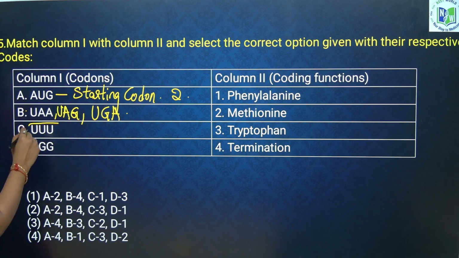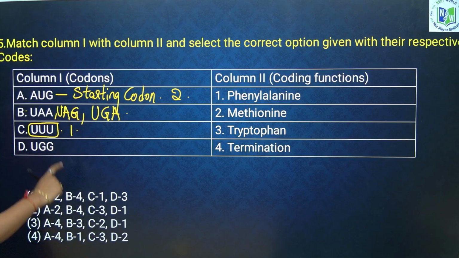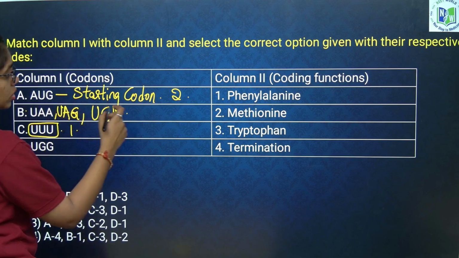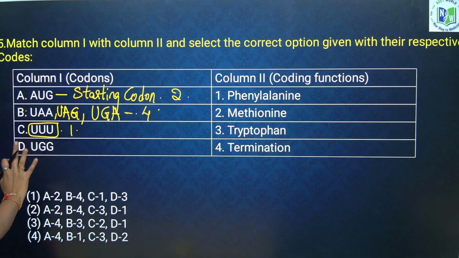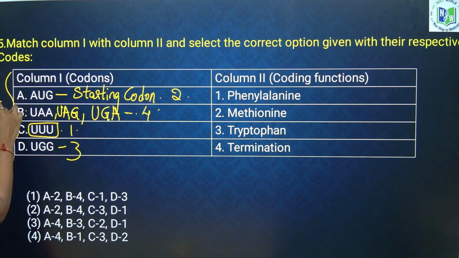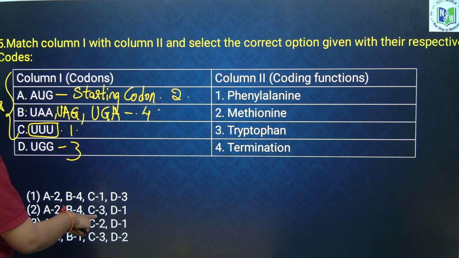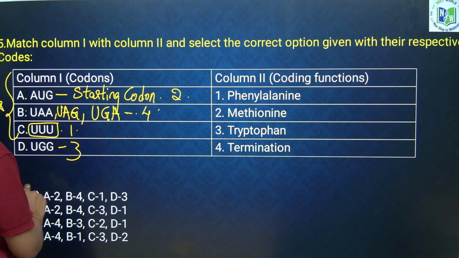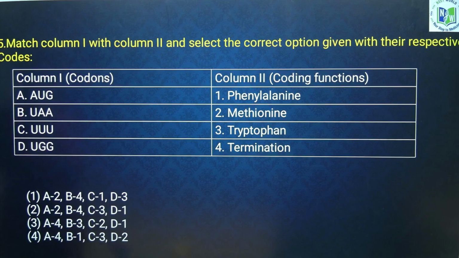Next, UUU is coding for phenylalanine. Here it is option 1. B. These are stop codons. These are facilitating the process of termination. Next, UGG. This is tryptophan. These three you have to remember. Most importantly, start codons and stop codons should be in your mind. So, if you look into the options, A is 2, B 4, C 1 and D 3, option 1 is the correct answer.